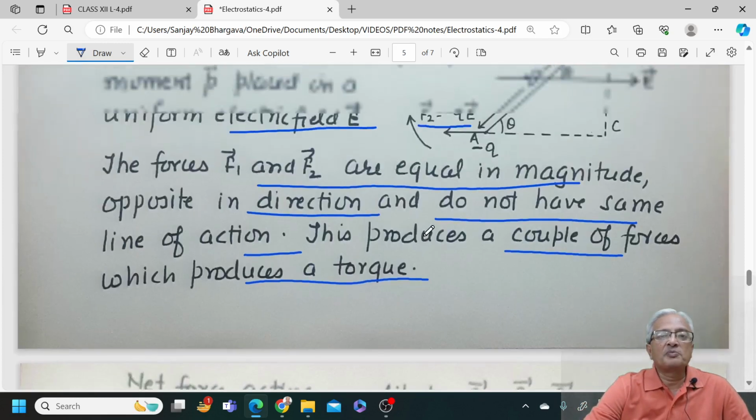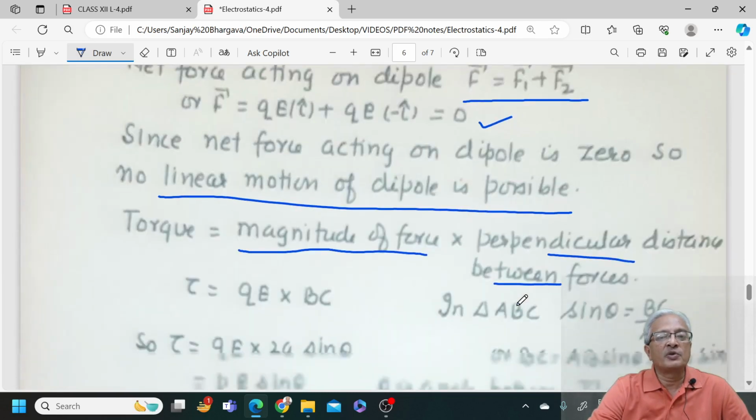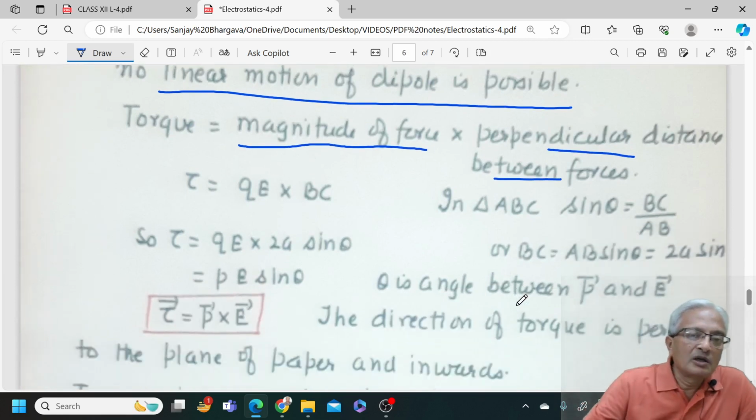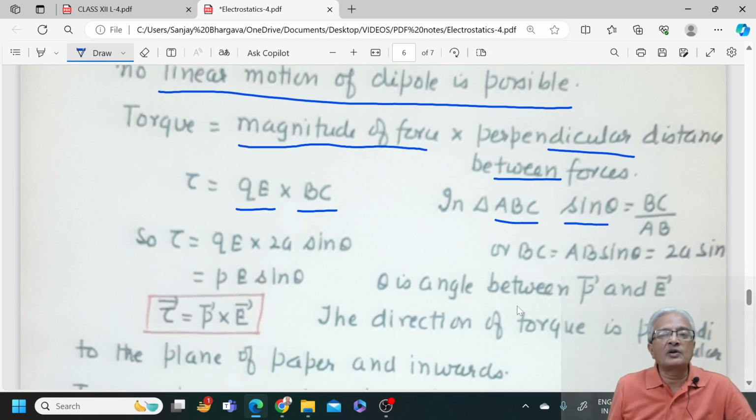Now what is the perpendicular distance here? The perpendicular distance between the forces would be given by BC, and BC can always be calculated by the geometry of this figure. That's what we are doing here. So torque would be equal to force, that is qE, times the perpendicular distance BC. Now we have a triangle ABC. I can calculate sine theta. It would be equal to BC upon AB, or BC would be equal to AB sine theta. AB is nothing but 2a, that is the length of the dipole. So I can substitute the value of BC as 2a sine theta.